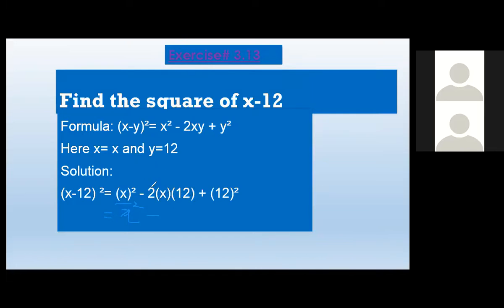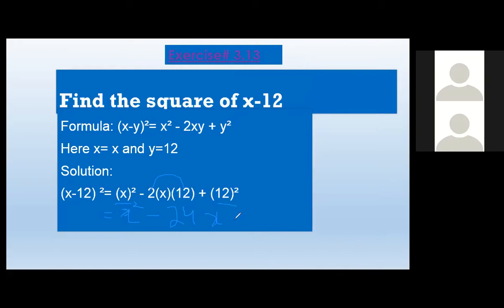Minus 2 will be multiplied with x and 12. Then what will be the answer? 12 twos are 24, so minus 24x. Okay. Now what about the third term? Minus 12 square.